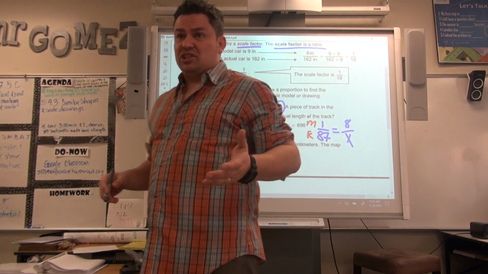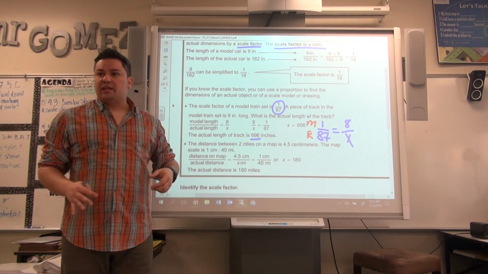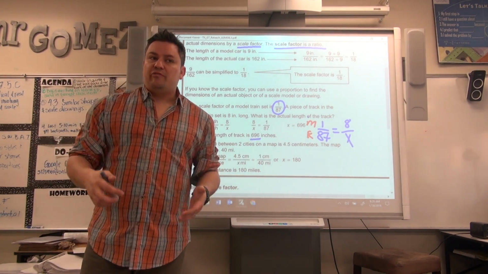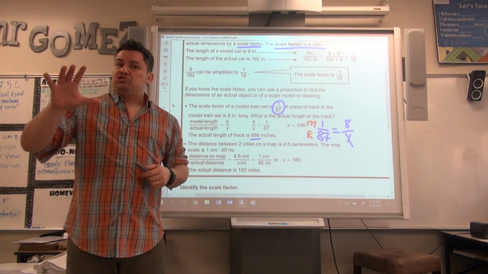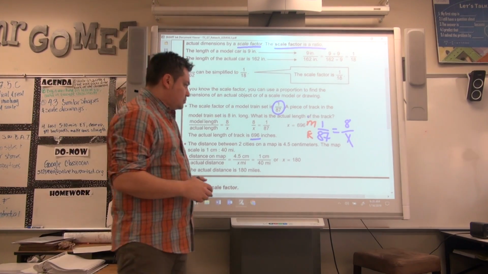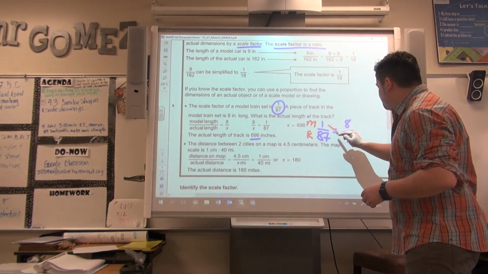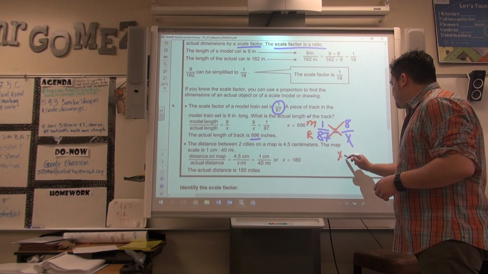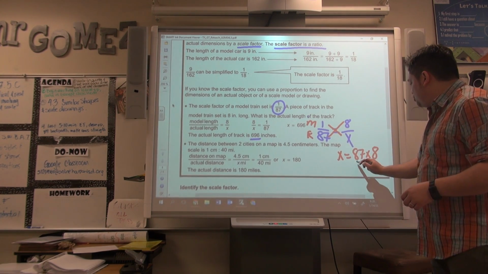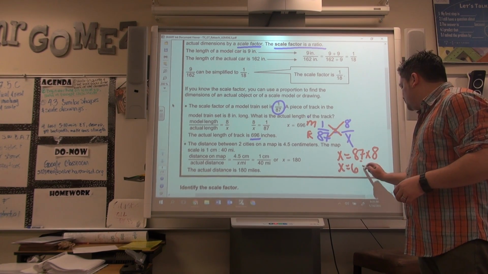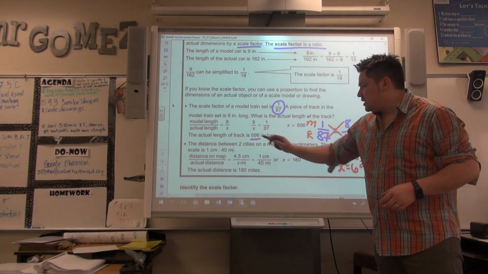And then on the test, they might ask you, okay, convert that to feet. Then you're going to have your conversion sheet. Every 12 inches is 1 foot, and those are also ratios. Okay, so right here you do cross products, so you have X equals 87 times 8, and you should get X equals 696, which is that number right there.